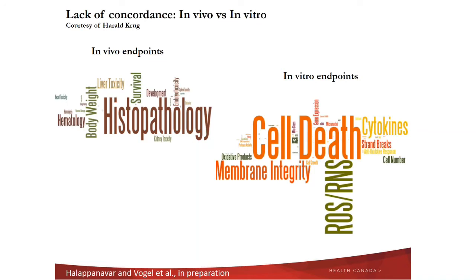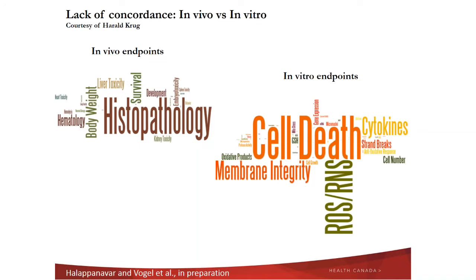Okay. So as you know, there is a lack of concordance in what's assessed in vivo and in vitro. The figures over here show what's most assessed in vivo versus in vitro. The size of the letters is directly proportional to the number of times the particular endpoint is assessed, and the figure itself is assembled from approximately 2,000 papers.